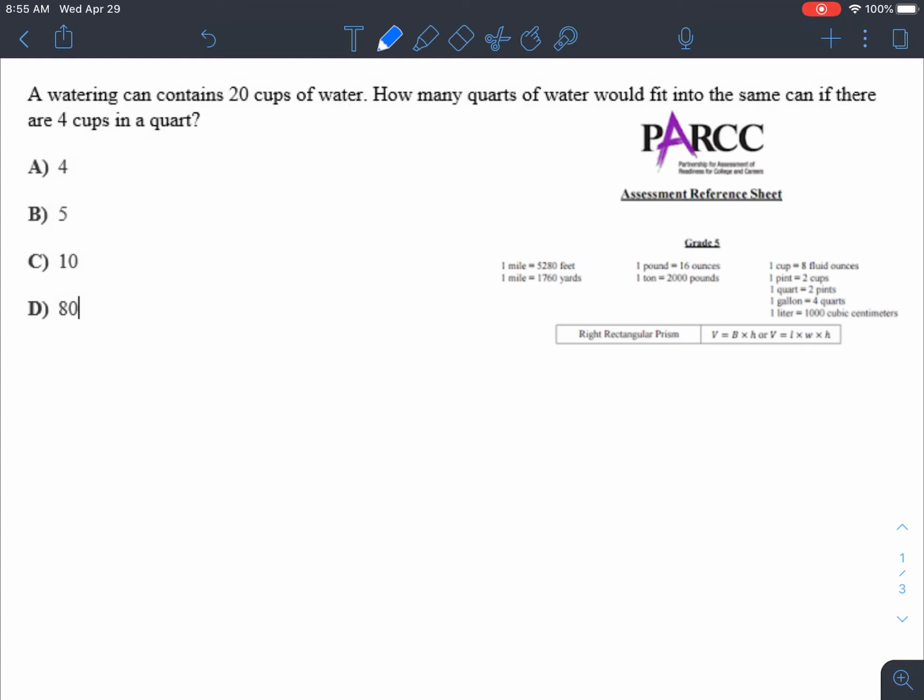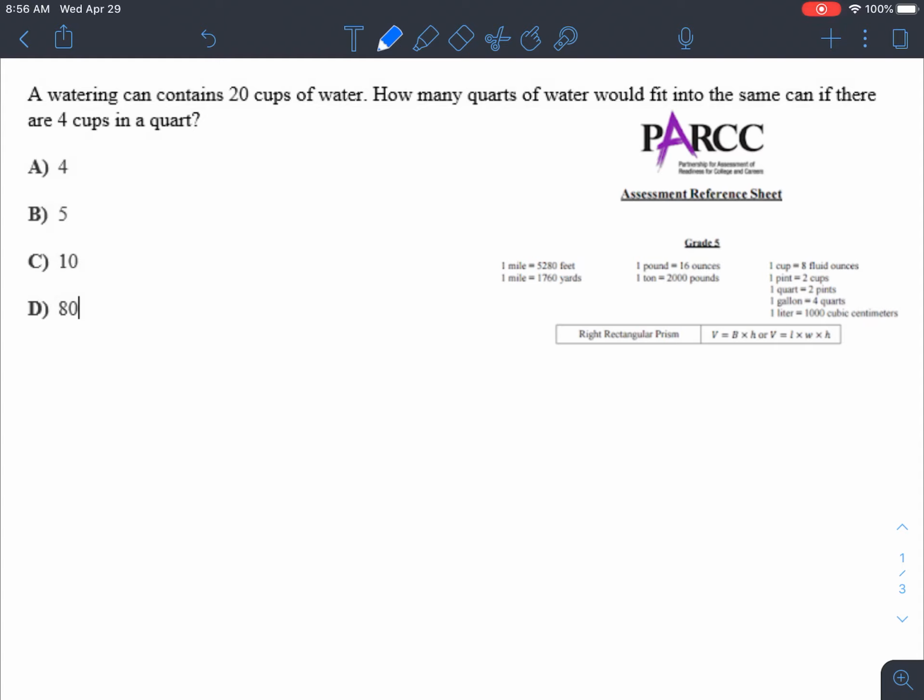All right, so I'm thinking about this problem. I know that I have a watering can. I know that it's measured in cups. However, they want to find out how many quarts that would be. Let's read it a second time. And the second time, now we're going to annotate for any important information.